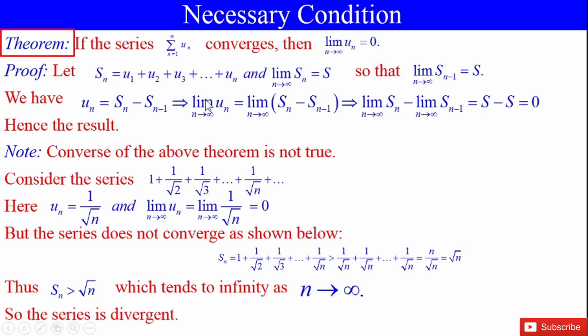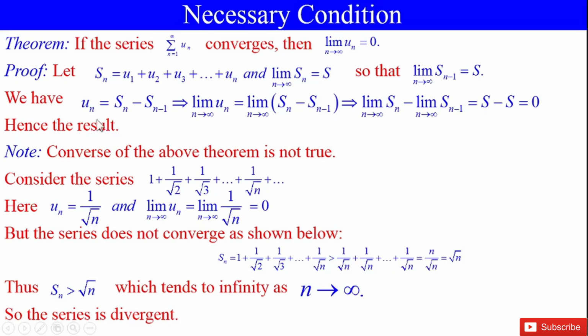Theorem. Necessary condition. If the series sigma n equal to 1 to infinity un converges, then limit n tends to infinity un is equal to 0. Proof. Let Sn is equal to u1 plus u2 plus u3 plus ... plus un, and limit n tends to infinity Sn is equal to s, so that limit n tends to infinity Sn minus 1 is equal to s.